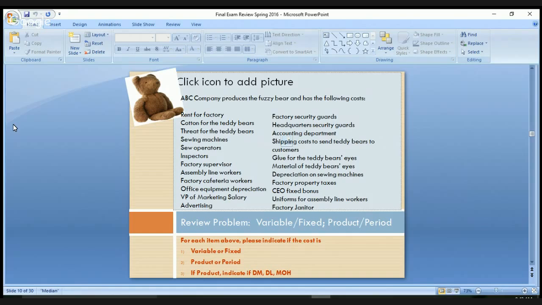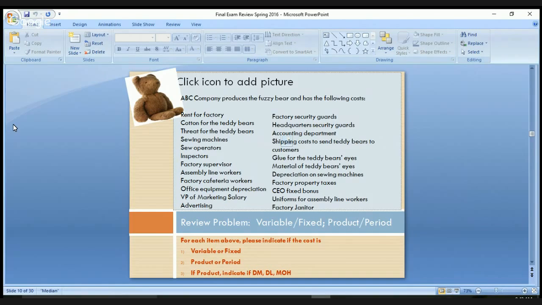VP of marketing, well, marketing has nothing to do with the actual production of the bear. So therefore, it is going to be a salary. It's going to be fixed. It's going to be a period cost. Advertising, that's dealing with the sale of the product. It's not dealing with the making of the product. Therefore, it's going to be a period cost. Now, you could argue that that could be variable or fixed, depending on their contract or such. So you could argue either way.